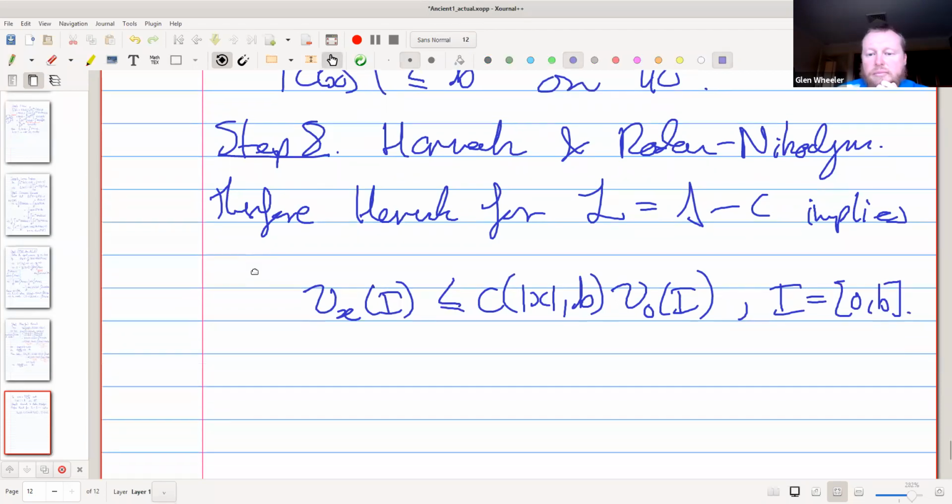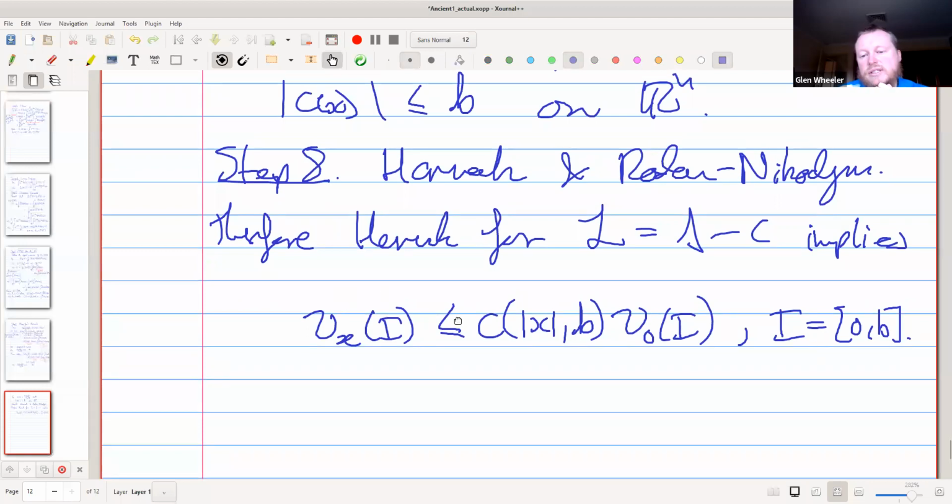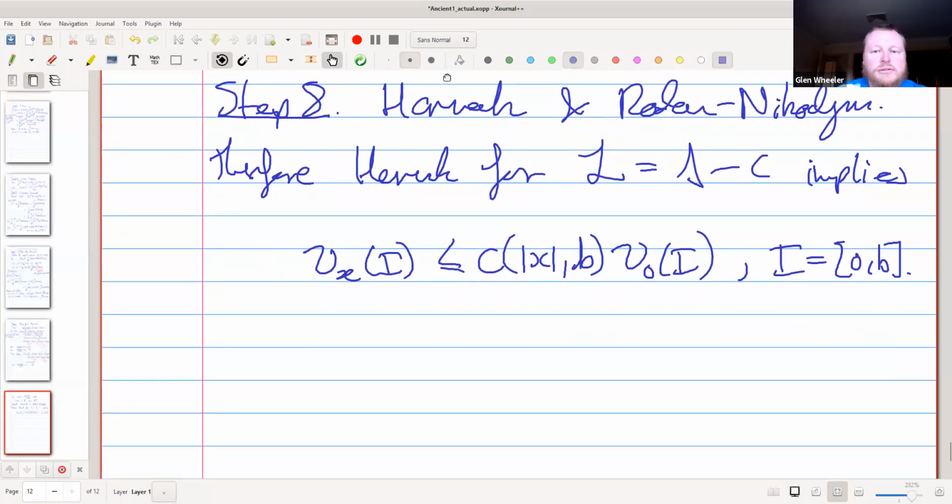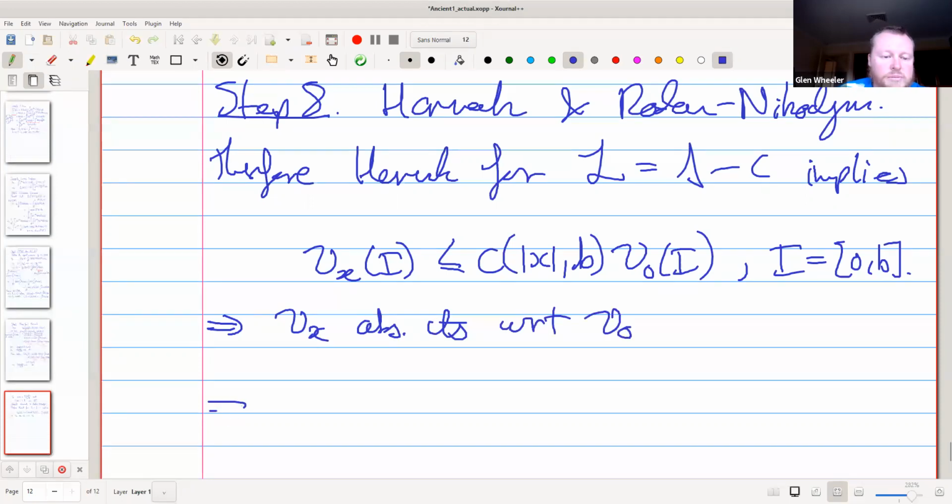Okay. That's it. Basically, what this is telling you, and what I'm sure you would teach your students in measure theory, is that the measure nu x is absolutely continuous with respect to nu 0, right? So let me just write that: it is absolutely continuous with respect to nu 0. And then we apply Radon-Nikodym.